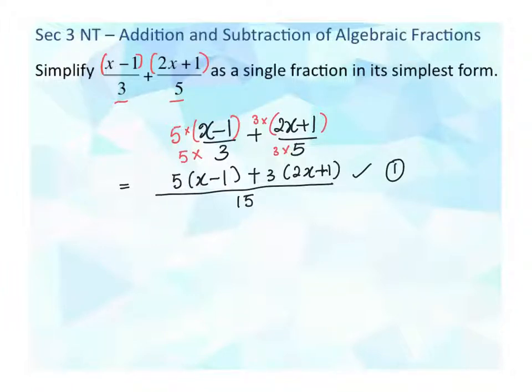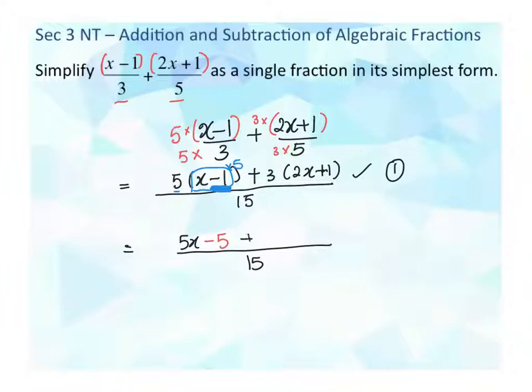Now next one, we need to take a look. I need to expand the brackets. Bear in mind, this is 5 multiplied to the whole of x minus 1. So we will be able to have 5 times x, 5x. Okay, and often students will forget that you need to multiply the one at the back with 5 as well. So this one you also need to times 5. So 5 times minus 1 will give you minus 5.